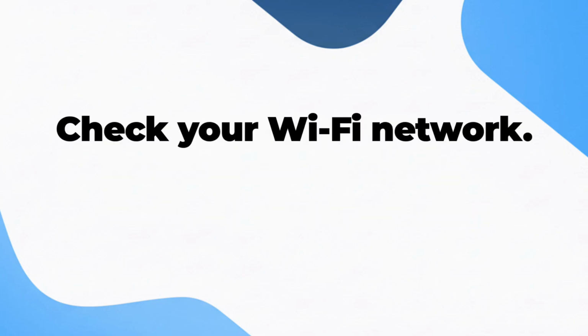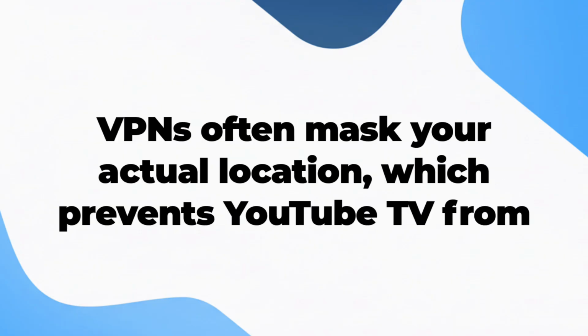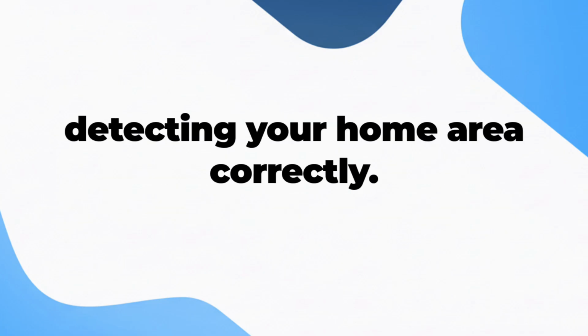Step 4. Check your Wi-Fi network. Make sure your Wi-Fi is stable and not using a VPN or proxy. VPNs often mask your actual location, which prevents YouTube TV from detecting your home area correctly.